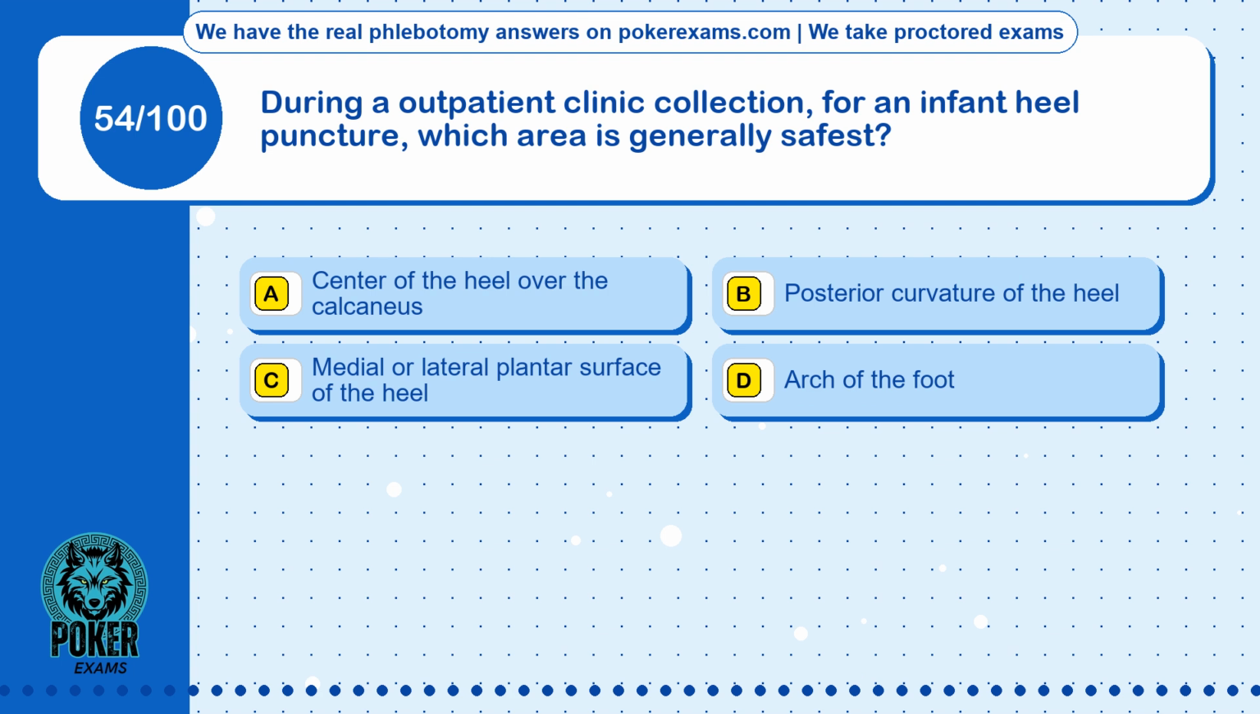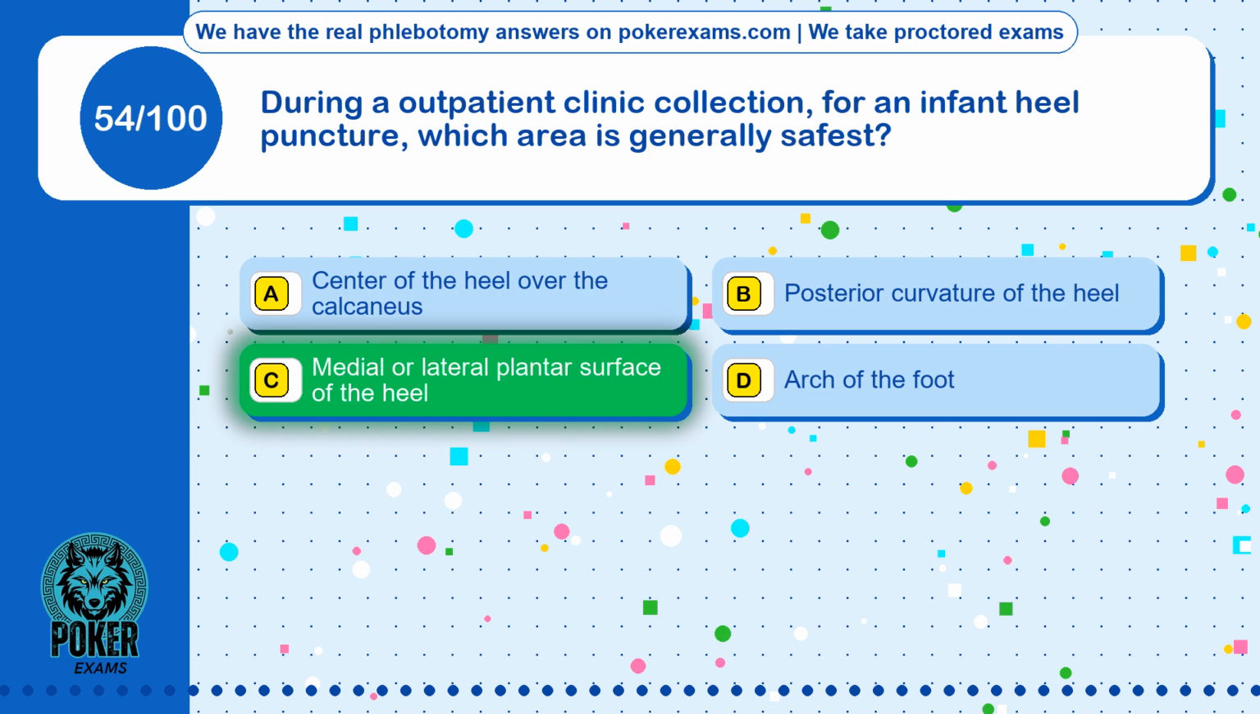Question 54. During outpatient clinic collection, for an infant heel puncture, which area is generally safest? Option A, center of the heel over the calcaneus. Option B, posterior curvature of the heel. Option C, medial or lateral plantar surface of the heel. Option D, arch of the foot.